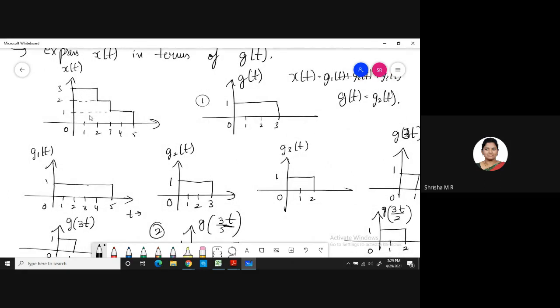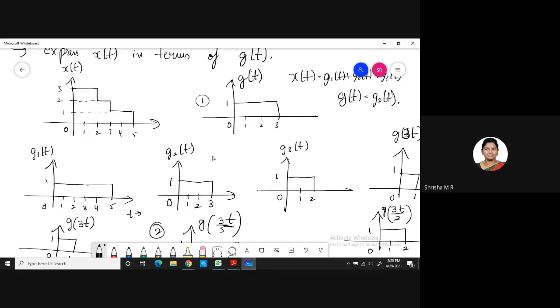g1 of t is a signal from 0 to 5 with an amplitude 1. g2 of t is a signal from 0 to 3 with an amplitude 1. And g3 of t is a signal from 0 to 2 with an amplitude 1. Okay, we have separated that. Now we have to write g1, g2 and g3 of t with respect to g of t. So we can see that g of t is same as g2 of t. Both are extending from 0 to 3 with an amplitude 1. So g2 of t is nothing but g of t.